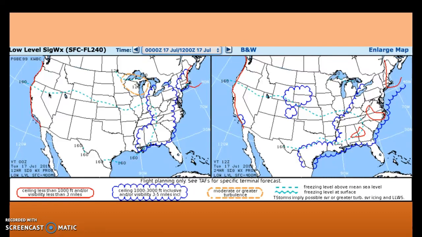We have some marginal VFR conditions as well in Wyoming, Nebraska, and South Dakota, as well as Colorado. And towards the west coast, looking pretty good, except some marginal VFR and IFR conditions over there towards the western coast.